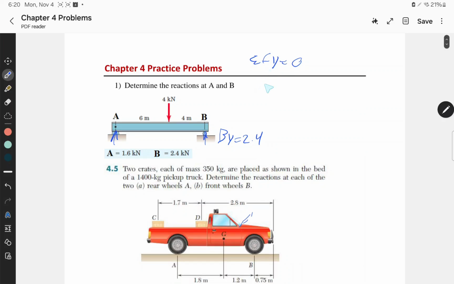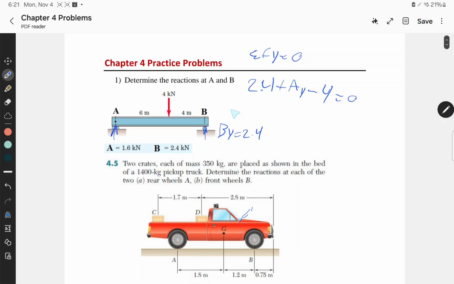Anyways, sigma Fy: we know that By is 2.4, so we're gonna do 2.4 plus Ay. Oh wait, my bad, I forgot to put minus 4 because it's in the minus direction, equals 0. And with that we get Ay equals 1.6 kilonewtons.